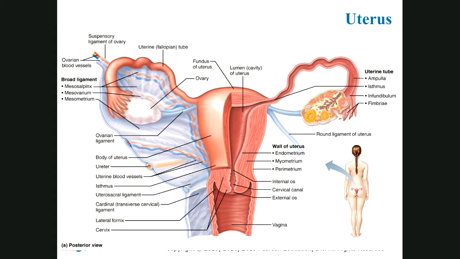So the uterosacral ligament is from the uterus to the sacrum. The round ligament, uterus to the anterior wall. Cardinal ligament, to the pelvic lateral wall.